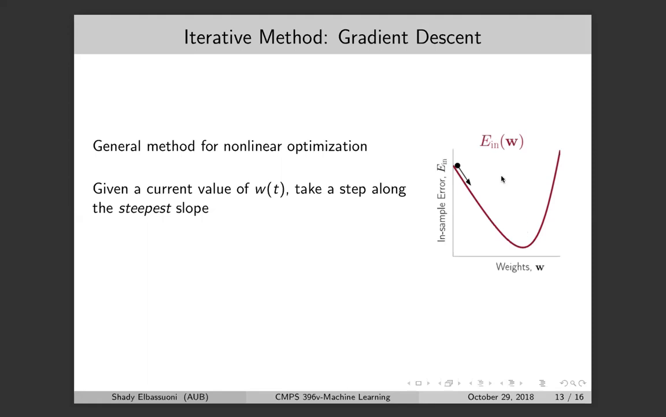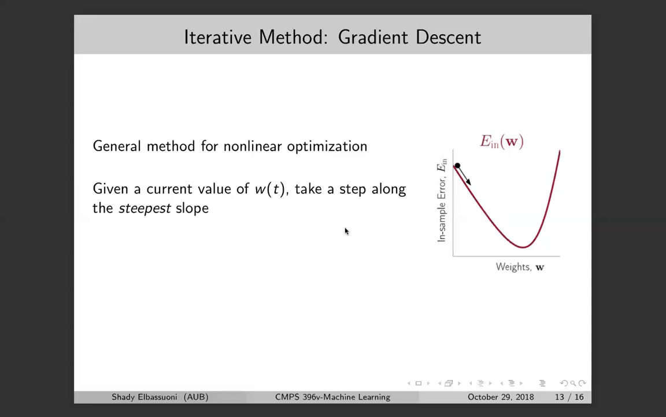So the direction I take is along the steepest slope, the negative of the slope. I take the slope of the loss function at my current weights and take the opposite direction of the slope. That gives me the right direction that minimizes the function. So if the weights were here, I take the slope, and the negative of the slope tells me to go in this direction. So increase the weights a little bit.